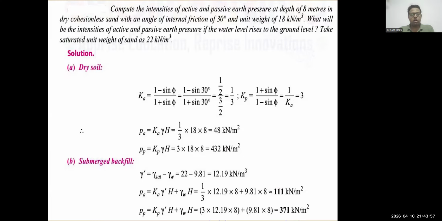So these are the submerged backfill condition answers: Pa equals 111 kN per meter square, and the intensity of passive earth pressure is calculated as 371 kN per meter square. And for the dry soil, Pa is 48, and for the same dry soil, the passive condition Pp equals 432 kN per meter square. So these are all the answers for the numerical.